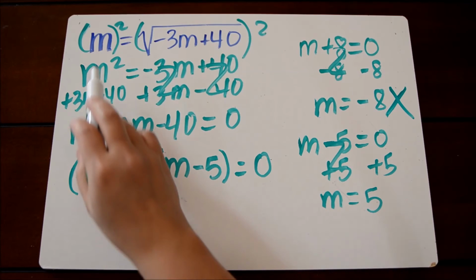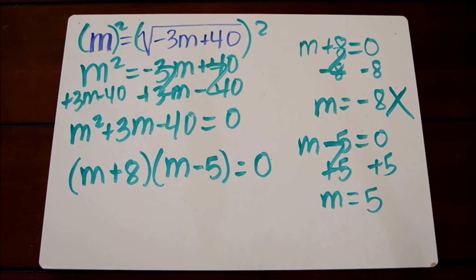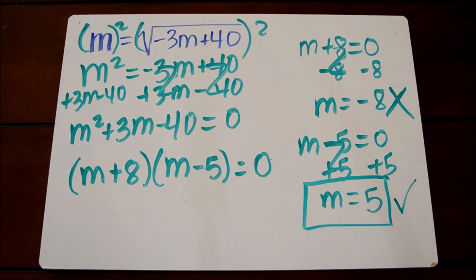And then when we substitute in 5, we get 5 equals the square root of, this becomes negative 15 plus 40, which is 25, and the square root of 25 is in fact 5. So for this problem, m equals 5 is our solution, not negative 8.